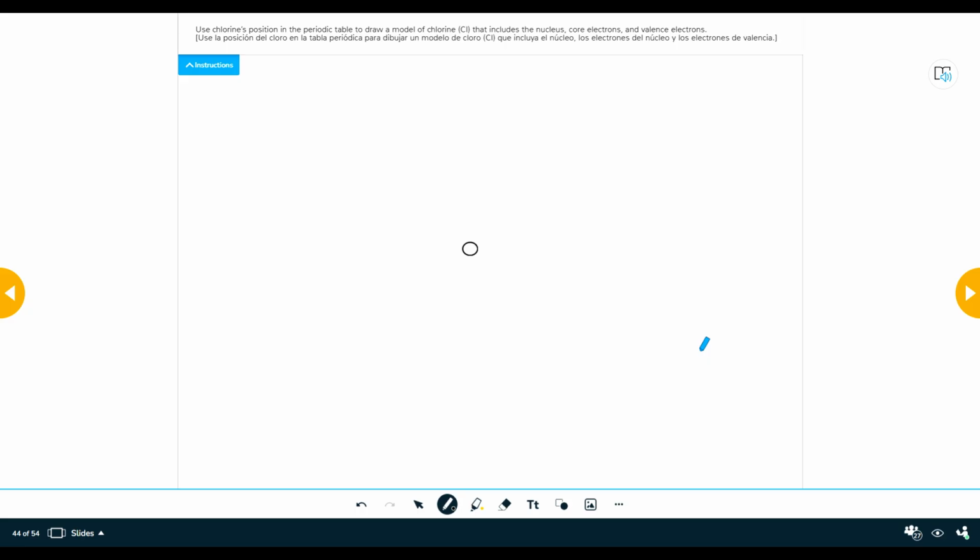The core electrons are based on the element in brackets. The element in brackets for chlorine is Ne, or neon. Neon is number 10. Neon has He in its brackets, and He is 1s2. So what we can do is start drawing some more circles. Choosing the duplicate button will probably make this process a lot faster.